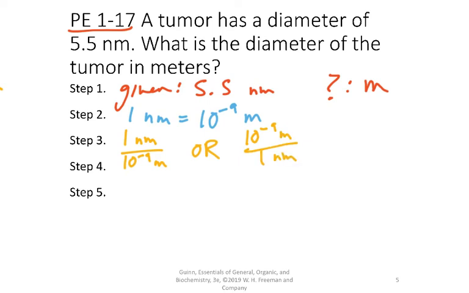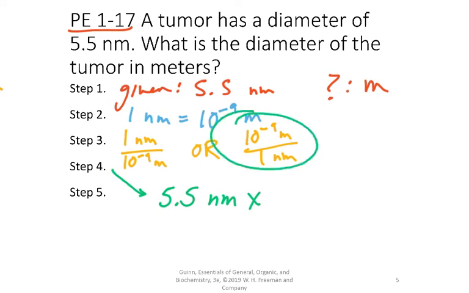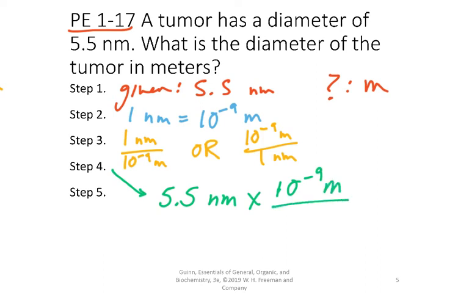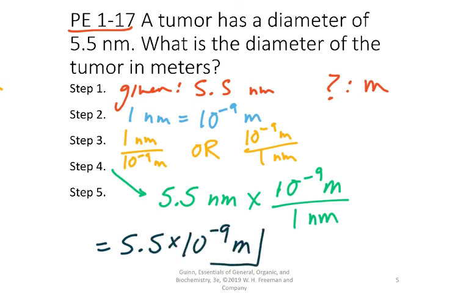And now we want to set up the actual calculation problem. Here's step 4. So the measured quantity. And then how do we know which one we want? We want to cancel nanometers and meters to be on top. And then we actually do the calculation, and we get 5.5 times 10 to the minus 9 meters.